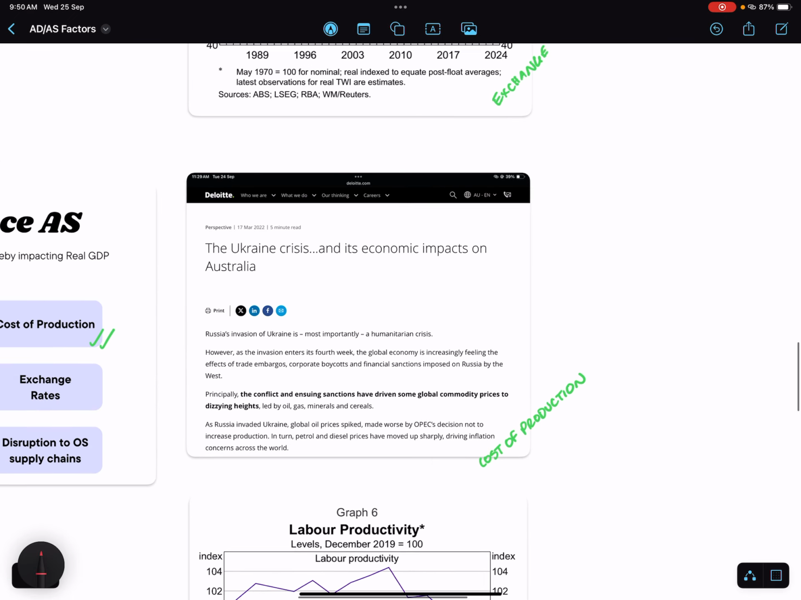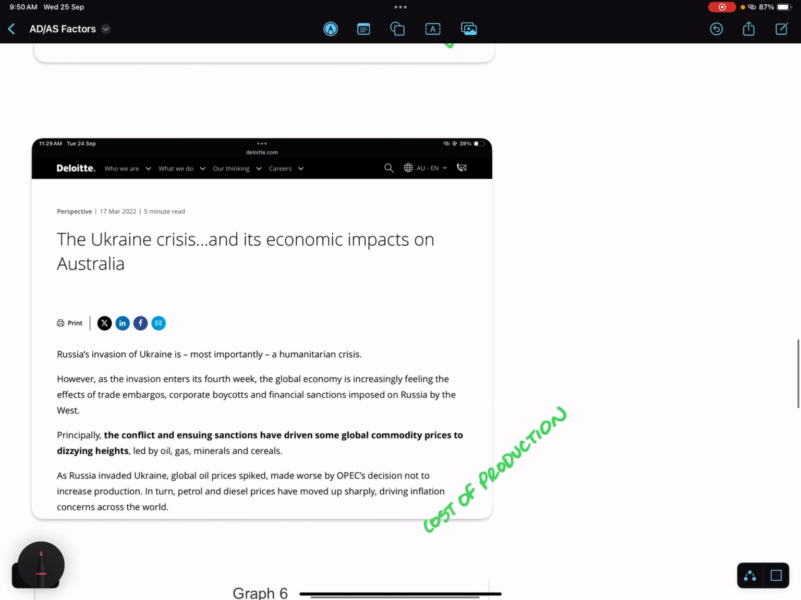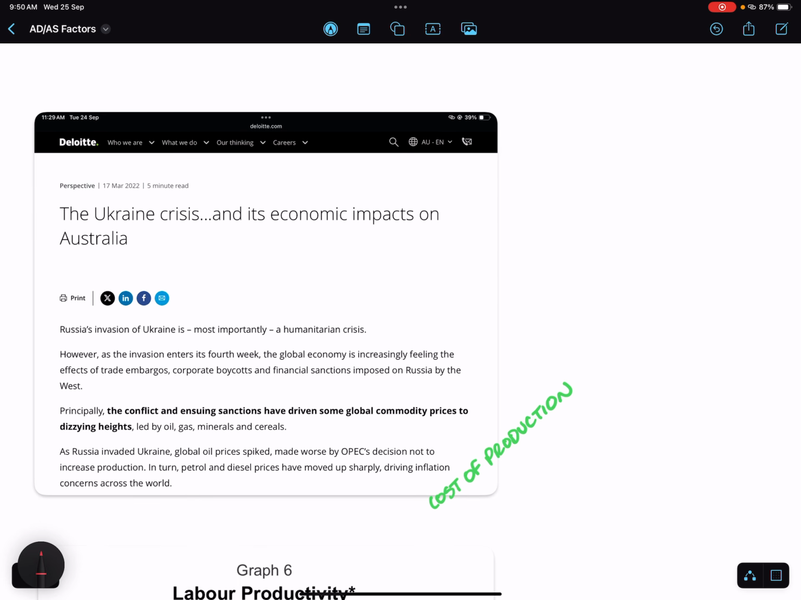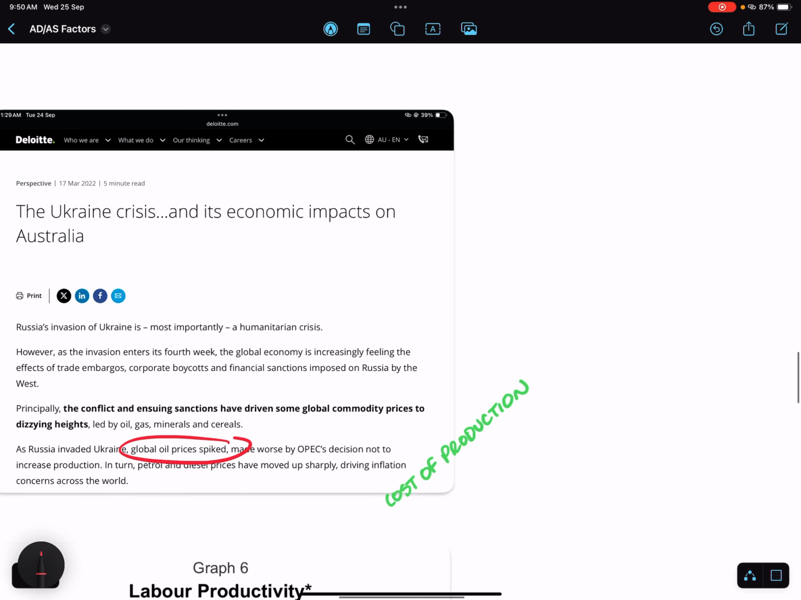From the aggregate supply side, I'm going to have a quick look at the Ukraine war. So, having a look at Russia's invasion of Ukraine, there's some information here from a report from Deloitte. Basically, we're going to focus on this through the lens of cost of production. As Russia invaded Ukraine, global oil prices have spiked. If we think of oil as a pretty major input in the production process, an increase in the price of oil tends to lead to an increase in the cost of production.